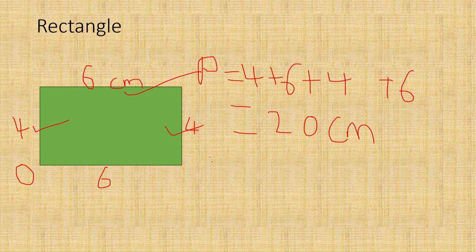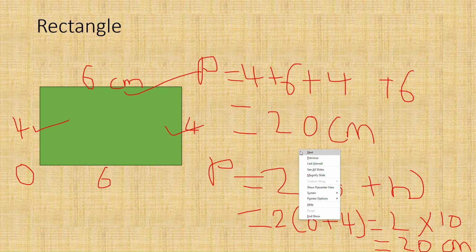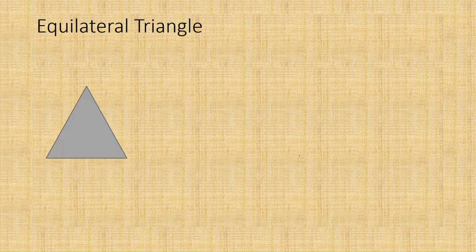Or some people might just remember the formula, which might be the alternative way that you do, which will be 2 times base plus height. So 2 times 6 plus 4, equal to 2 times 10, which also gives us 20 centimeters. They both are a good way to do it. You can choose the way you want, I don't mind any way because they both are easy ways.